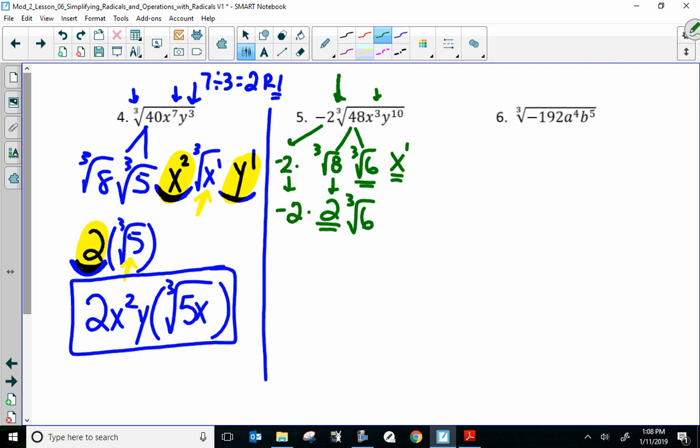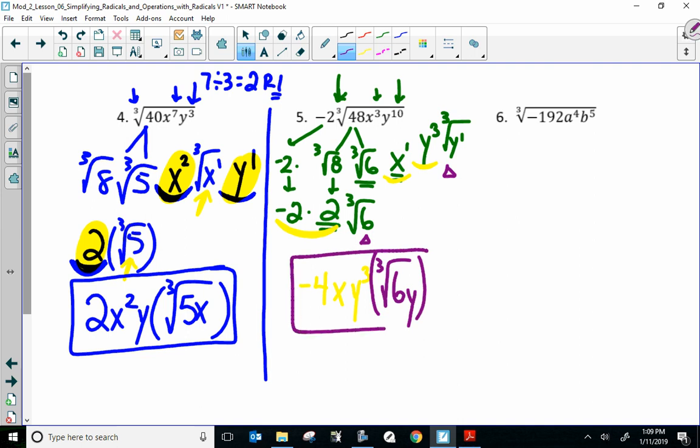3 goes into 10 3 times, so 3 y's come out, with a remainder of 1, so 1 y remains under the radical. So here we go. These two, if I multiply them together, I get -4 x y cubed. Those are all outside the radical. What's inside? 6y. And I'm going to put my parentheses. And there you go. Super duper.